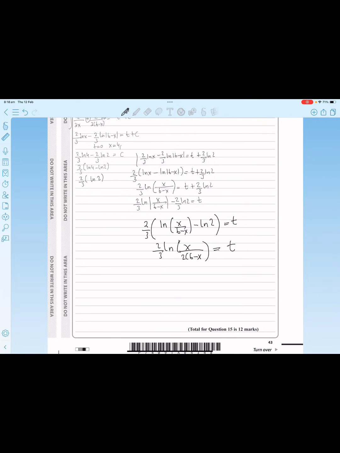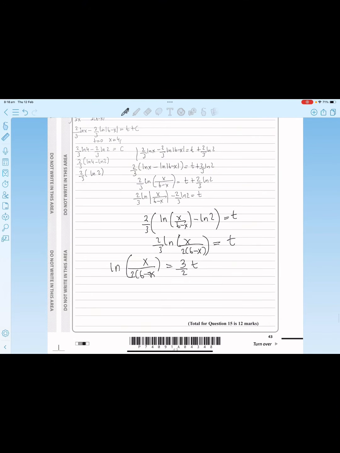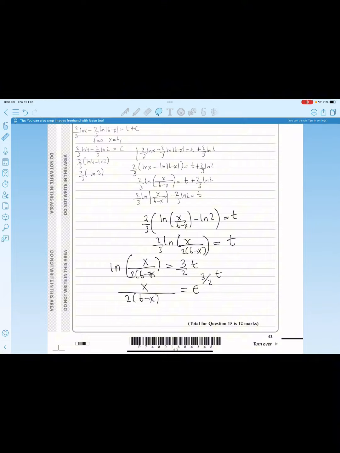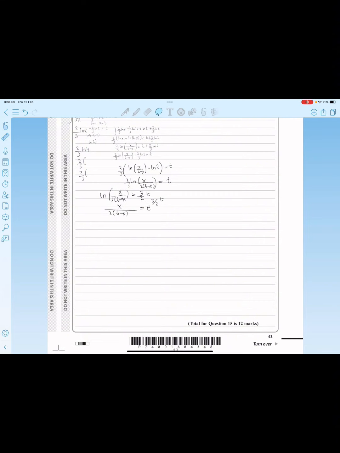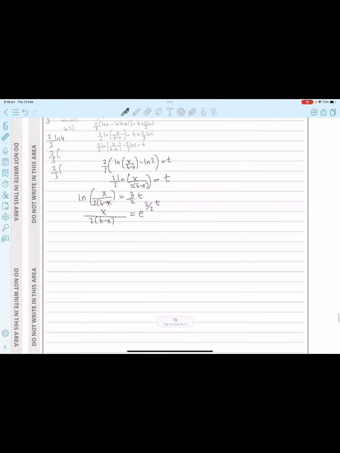Now it's all about converting that into x's. So therefore I know ln x over 2 times 6 minus x is equal to 3 over 2t. Let's move the t to the other side. Now I can raise that to the power of e. So I can say x over 2 times 6 minus x is equal to e to the power 3 over 2t.